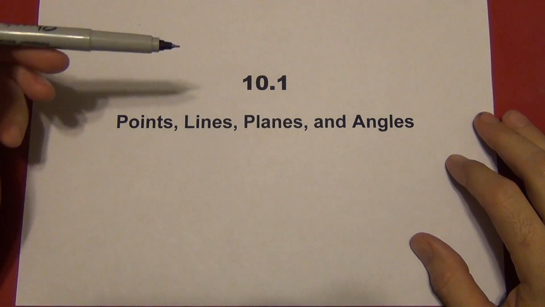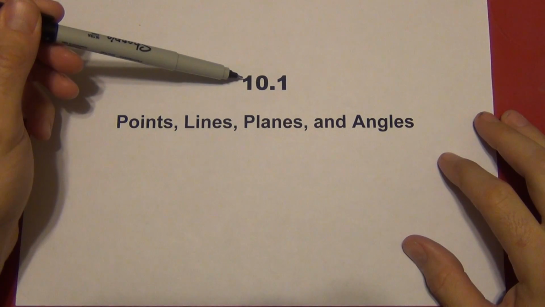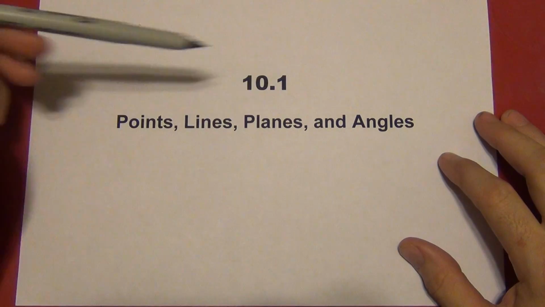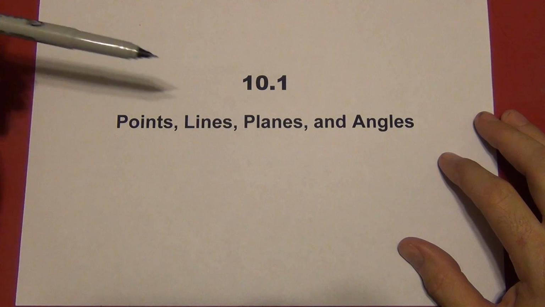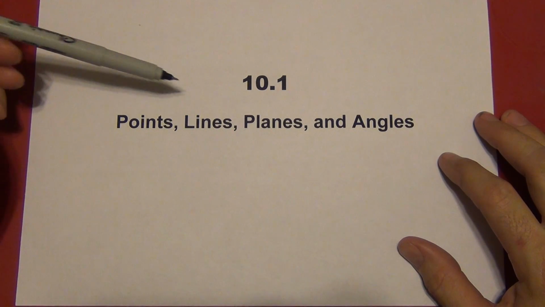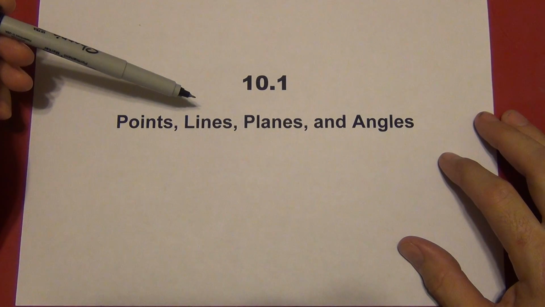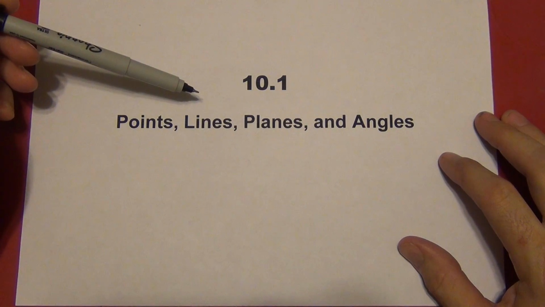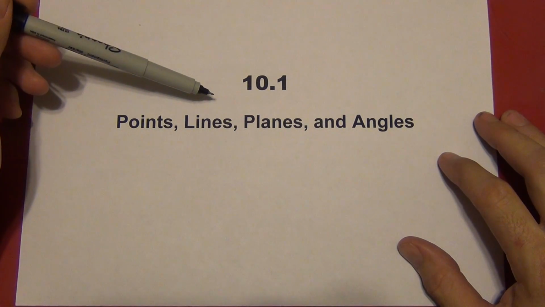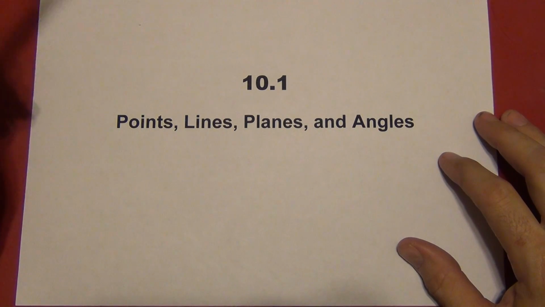Okay, so here's our geometry section. We're starting in 10.1. We're talking about points, lines, planes, and angles. There's just some algebra and some definitions. So there are a few things to memorize. There's a few things from algebra that you have to apply. It's a pretty straightforward section, I hope you'll find.